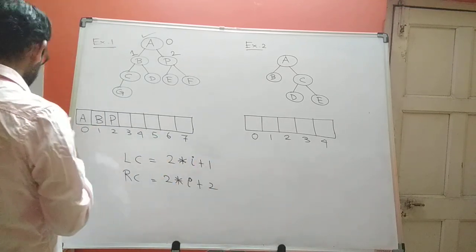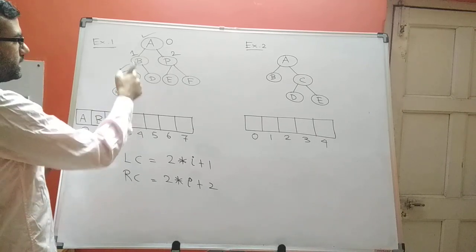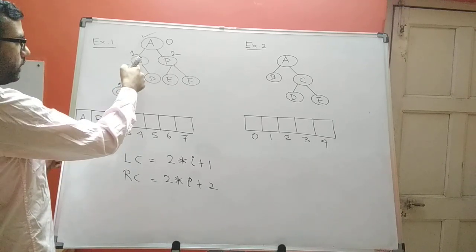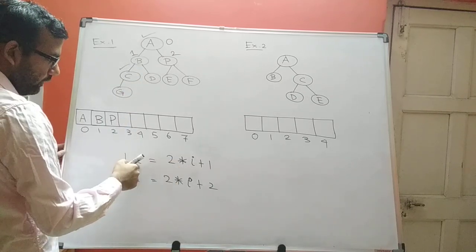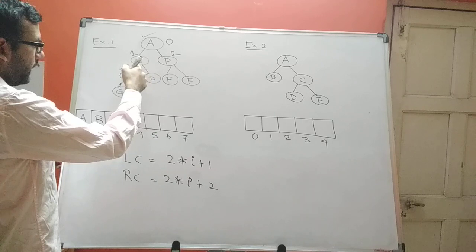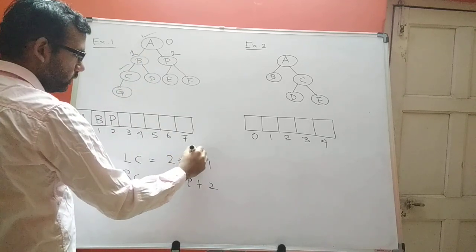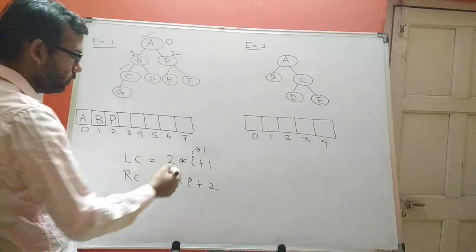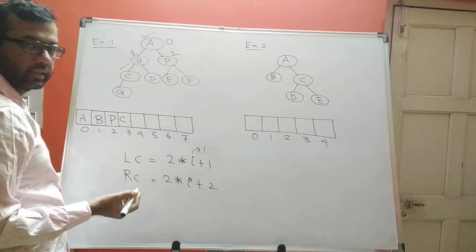Okay, now let's see. I want to find the index of C. What is C? C is the left child of B. How do I find the index of C? I'll apply this formula for the left child of B. What is the index of B? The index of B is 1. So 2 into 1 is 2, 2 plus 1 is 3. So C will go at index 3.